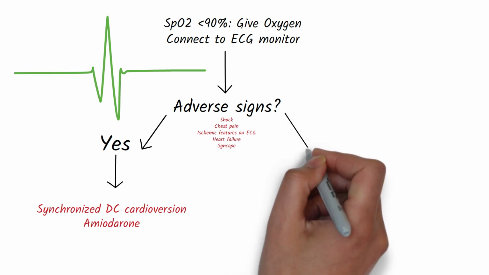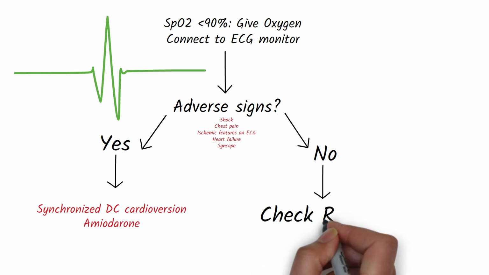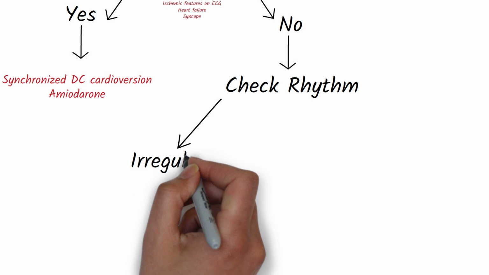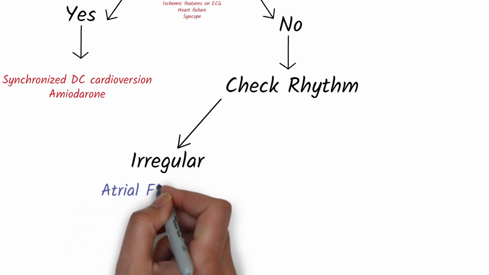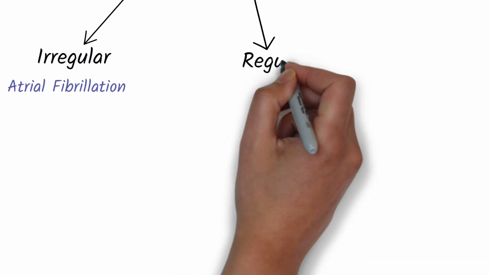In stable patients without adverse signs, firstly you have to check the rhythm. If the rhythm is irregular, then it is an atrial fibrillation and therefore should be managed as atrial fibrillation with rate control agents such as beta blockers, anticoagulation, and if needed, cardioversion. If the rhythm is regular, then this is a supraventricular tachycardia.